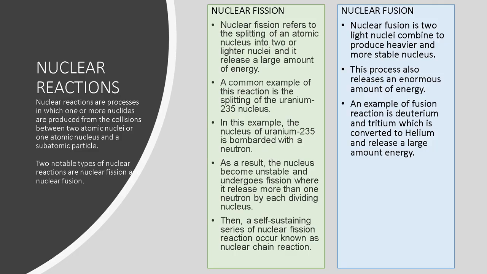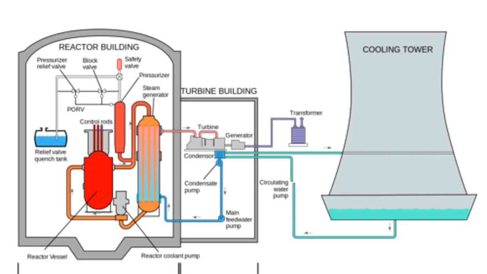The next nuclear reaction is nuclear fusion. Nuclear fusion is when two light nuclei combine to produce a heavier and more stable nucleus. This process also releases an enormous amount of energy. An example of a fusion reaction is deuterium and tritium combined, which is converted to helium and releases a large amount of energy. And the last slide is about a nuclear power plant diagram.